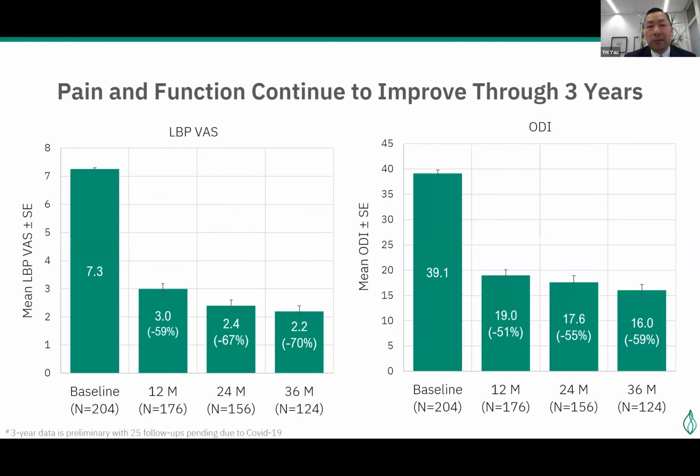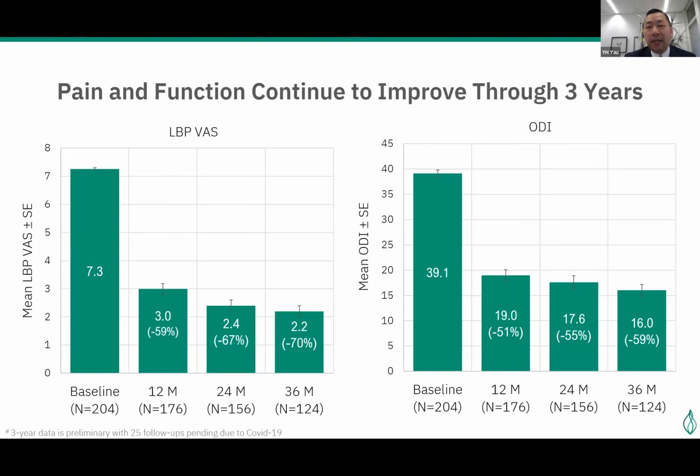The other parameters looked at were, of course, the ODI. So on the graph on the left is the low back pain visual analog score, quite high on average, 7.3 in the cohort that started at baseline of those 204 individuals, and then dropping by 1 year down to about 3 VAS for the low back pain, and sustained over that first 3 years and now 4 years on that study.